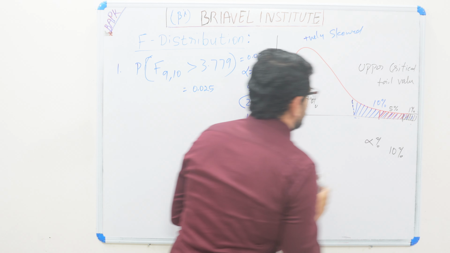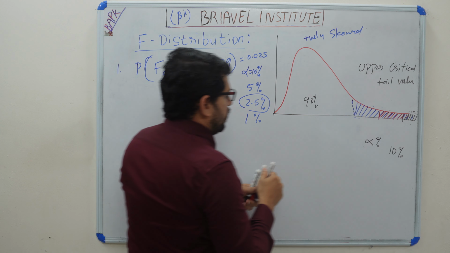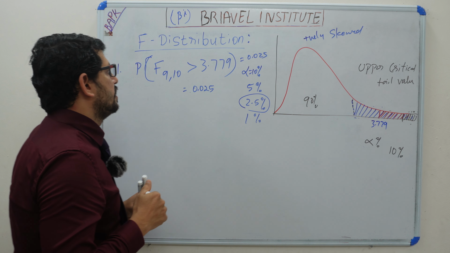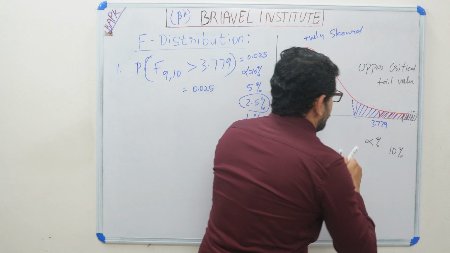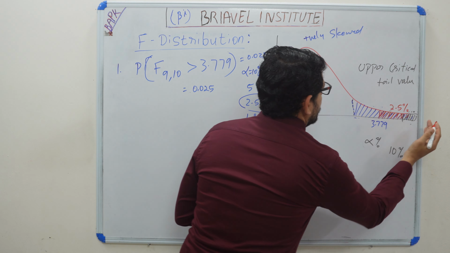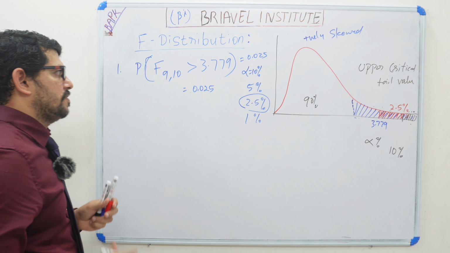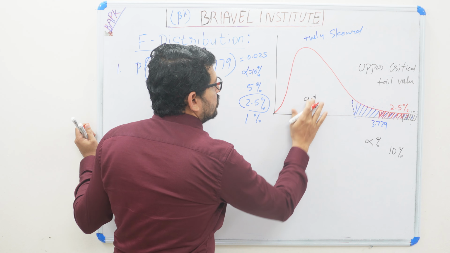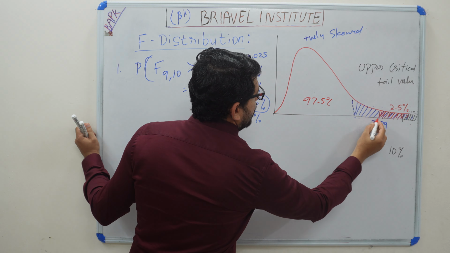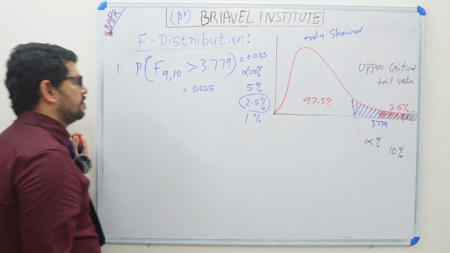When the degrees of freedom change, the value also will change. Here the degrees of freedom give 3.779. So above 3.779, F value above 3.779 will be only 2.5%. So that is the meaning. Up to here, it will be 97.5%. Above here, it is only 2.5%.